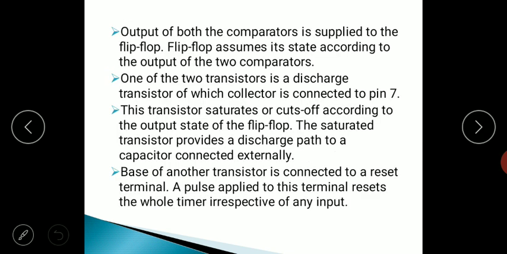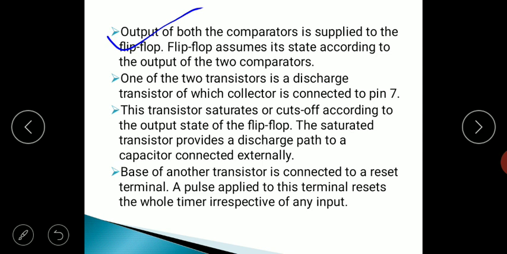Output of both the comparators is supplied to the SR flip-flop, and the flip-flop assumes its states according to the output of the 2 comparators. Based on the output of the comparators, the flip-flop will be either in the set state or the reset state, because we already studied SR flip-flop.